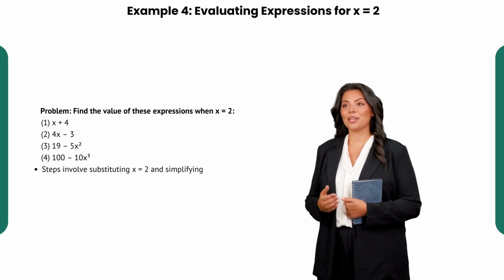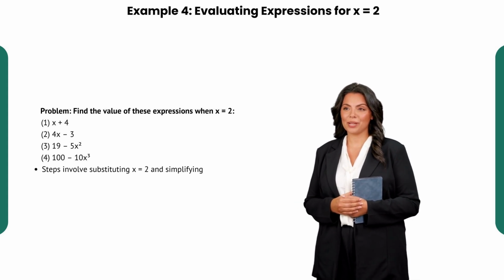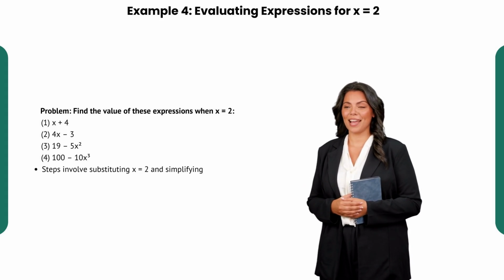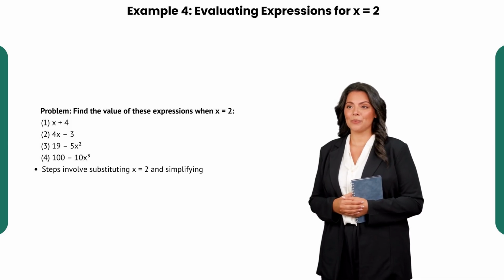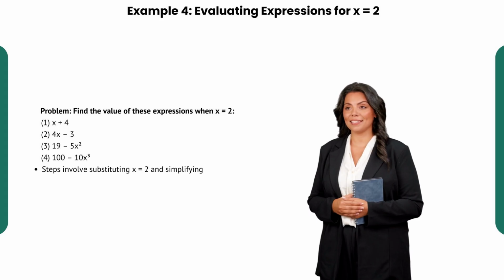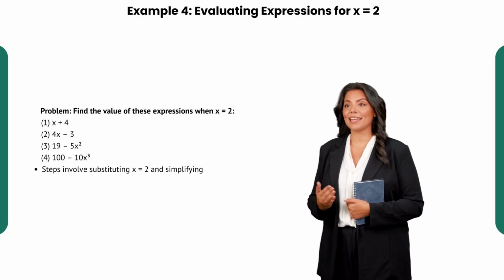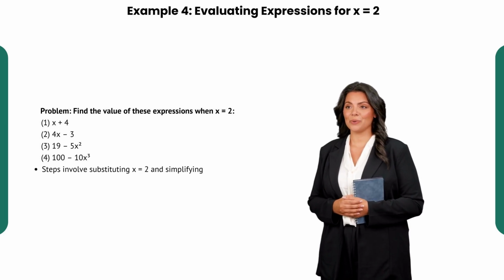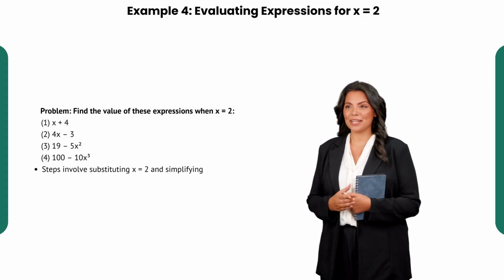Substitute x with 2, square 2 to get 4. Then multiply 5 by 4 to get 20. So 19 minus 20 equals -1. Finally, 100 minus 10x cubed. Cube 2 to get 8. Multiply 10 by 8 equals 80. So 100 minus 80 equals 20. By substituting carefully and following the order of operations, you can find the value of such expressions confidently.